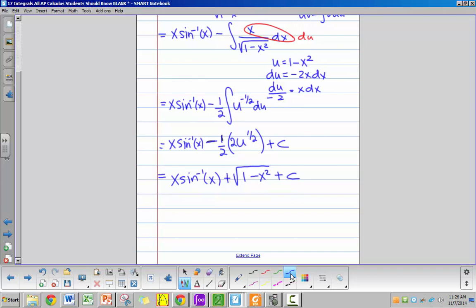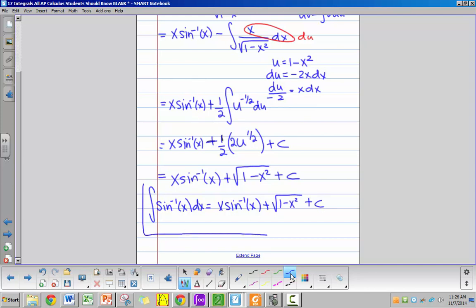Actually, this is plus, isn't it? Because this is minus, and then this is negative 1/2, so that becomes plus. Sorry about that. So the integral of inverse sine of x dx is equal to x inverse sine of x plus the square root of 1 minus x squared plus c.